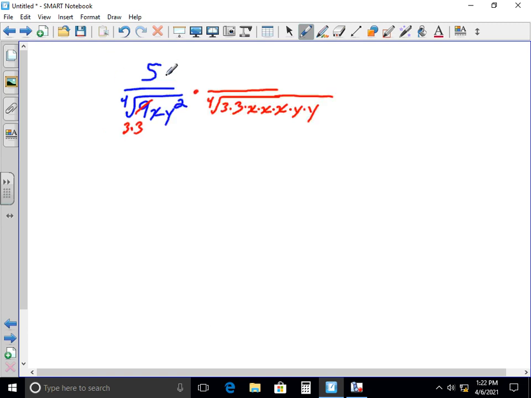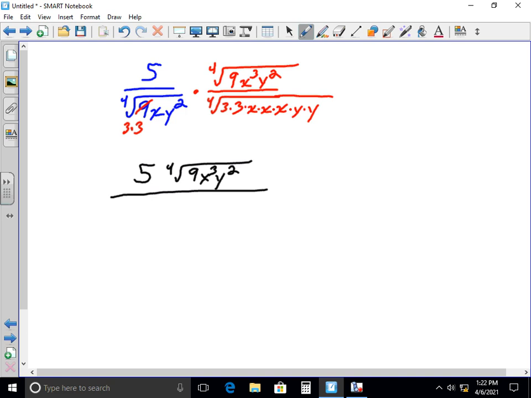But in the case we don't have a radical on top, you would just add a radical and keep it in there. If we're putting those factors underneath a 4th root on bottom, we have to put them underneath a 4th root on top. So two 3's, that's 9, x cubed, y squared. Even though we wrote them differently, that's still the same amount on top and bottom. So the top is 5 times the 4th root of 9x cubed y squared.